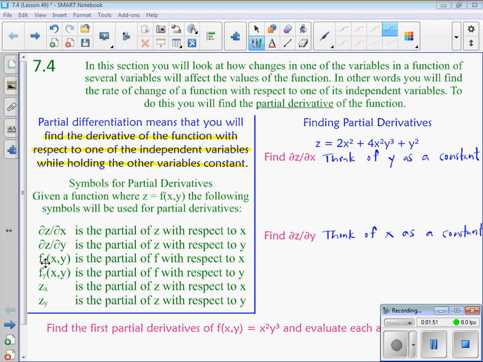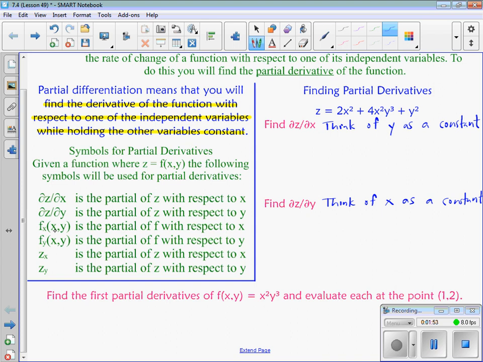This here is another way it might be written, with this f with a little x. That means it's the partial with respect to x. So this one is with x, this one's with x, and this is also the derivative with respect to x. And these other ones are ways that you can say take the derivative with respect to y. So these three are the same as each other, and the y ones are the same as each other. It's just written differently depending on the problem.